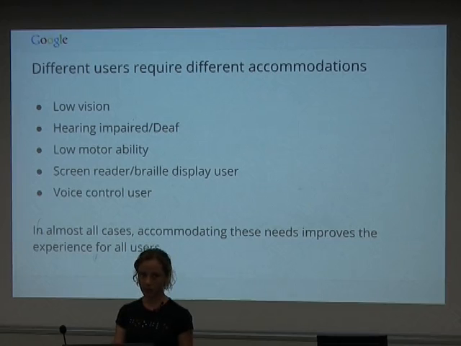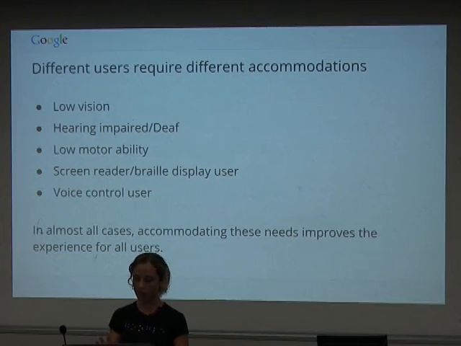Screen reader or braille display user, so this would be someone who may be completely blind, maybe just very poor vision such that they're actually unable to read but may be able to see some things, maybe a completely different ability spectrum. And voice control user, so someone who's completely unable to use a keyboard or mouse at all for whatever reason and needs to use voice control.